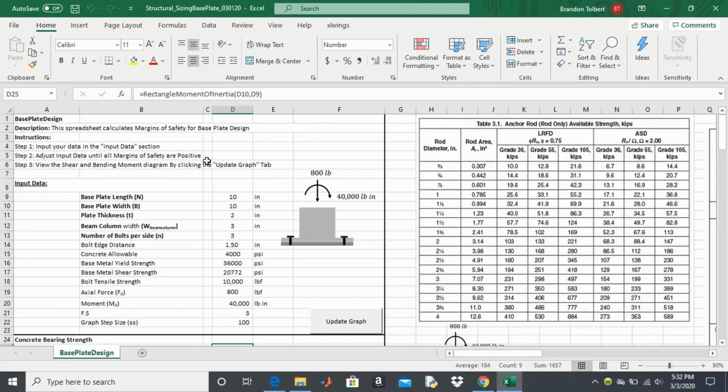So today we're going to apply a real-life example of calculating or sizing our base plate and anchor rod for this column that's loaded in compression and has a bending moment. Before we get into it, I'm just going to give you an overlay of how this was set up and how this was organized.